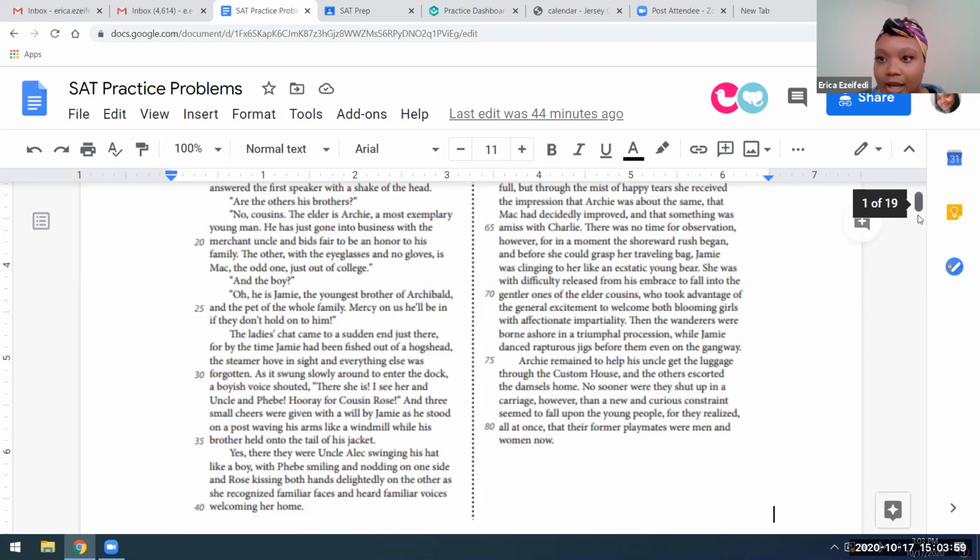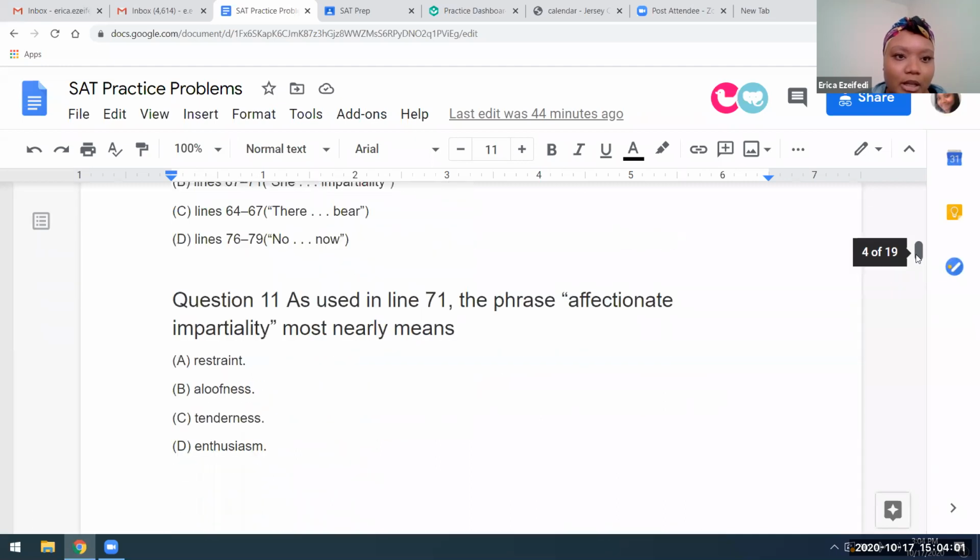So we're going to go to the last problem, which is 11. Question 11: as used in line 71, the phrase "affectionate impartiality" most nearly means... So the answer for this is A, restraint.